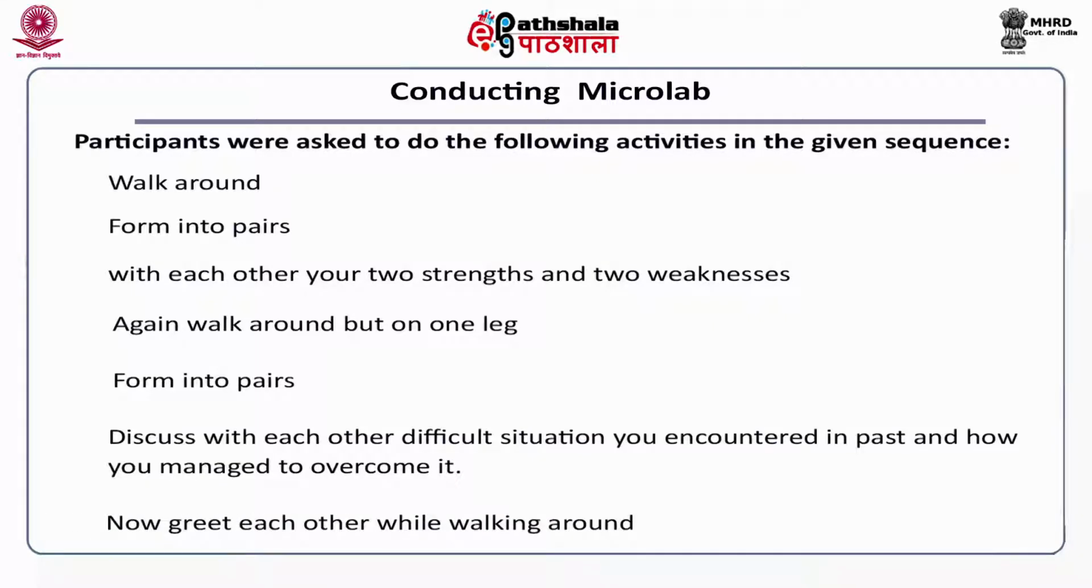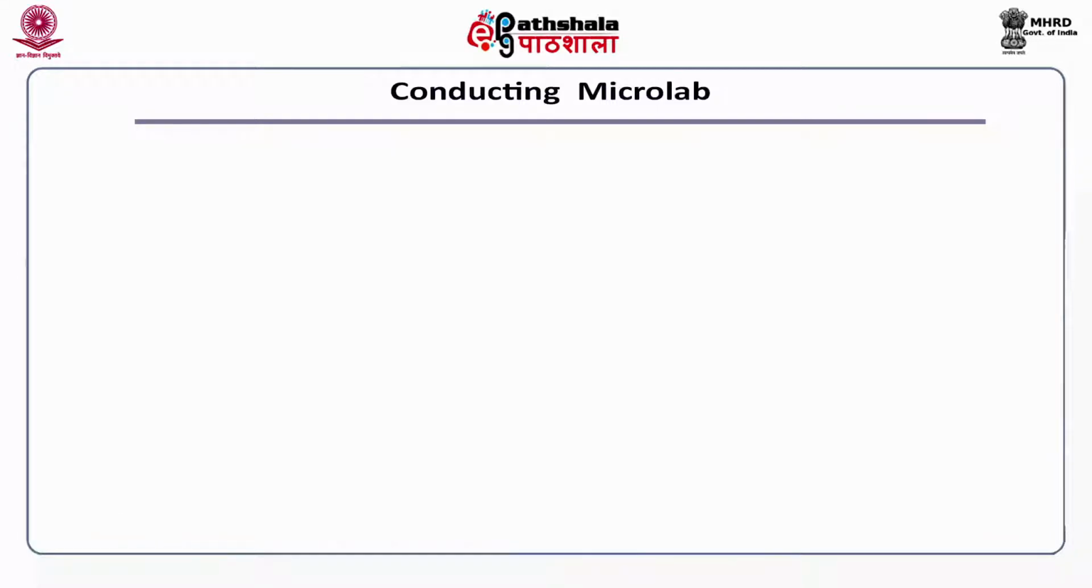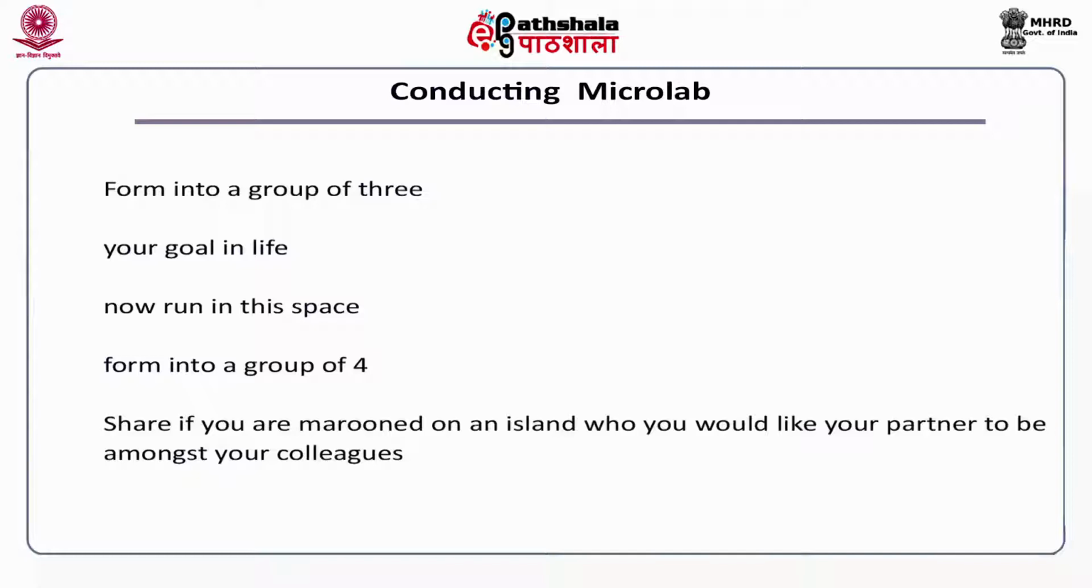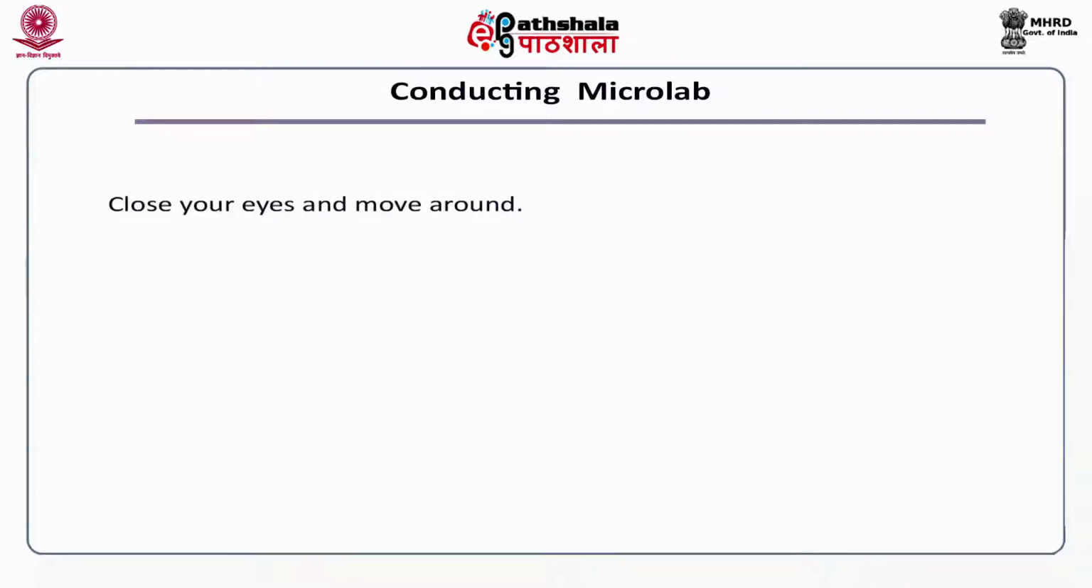Once they have shared it, they can again move around, and while moving around they can greet each other non-verbally, and then they can be asked to form into groups of 3. They can discuss with each other their goal in life. Now they can run around and form into groups of 4. They can share with each other, if they are marooned on an island, whom they would like their partner to be. Once they have shared this, they can close their eyes and move around.